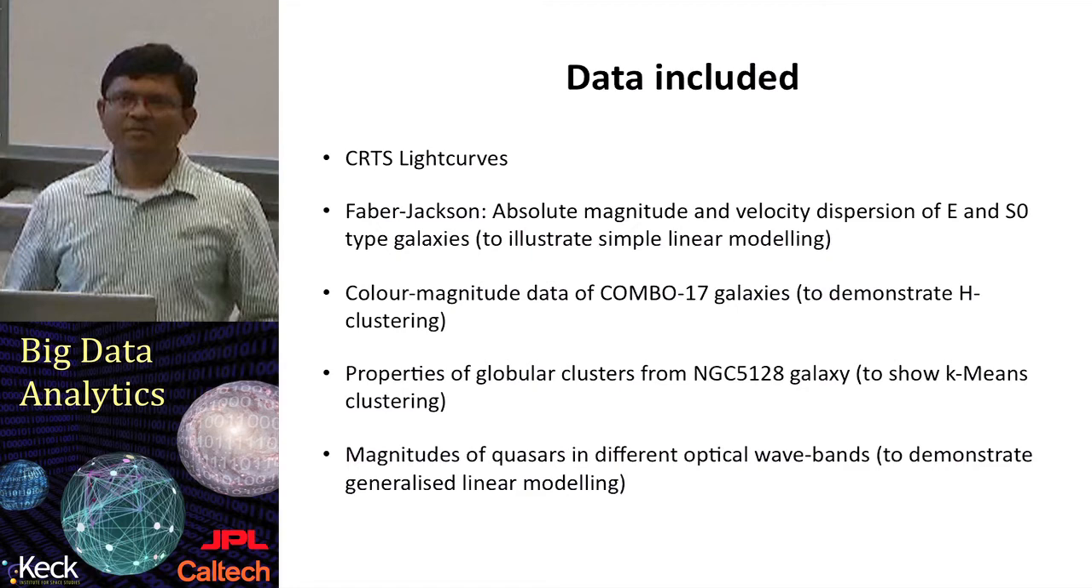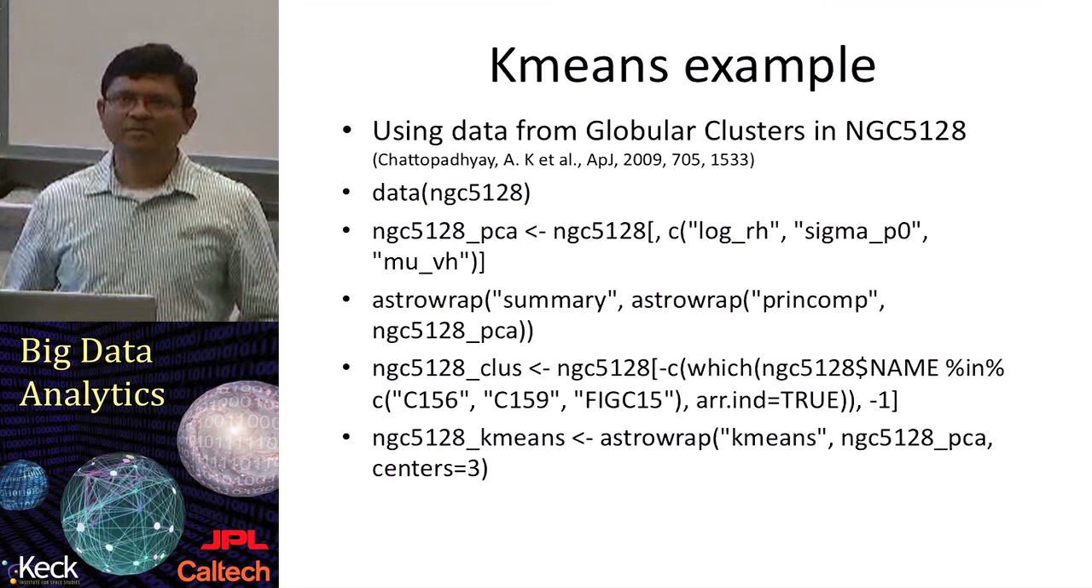So here is how one would run the K-means example with the data set that has been provided there. The data set is for globular clusters in NGC 5128. You would load that simply by saying data NGC 5128. And then the columns that you have there are the ones that can be used for PCA. So you get NGC 5128 underscore PCA, that's what we are calling here. Then you can find out the summary for the Astrowrap command. And so Astrowrap summary with principal components of that will provide you a summary.